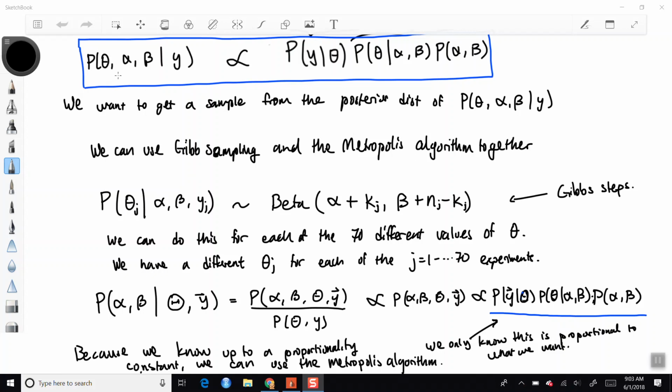So we said the joint distribution between theta, alpha, and beta is proportional to the likelihood of our data, y given theta, and theta given alpha and beta, and the prior distribution of alpha and beta. And we said we're going to just put an uninformative prior on alpha and beta. In this case, uninformative would just be a flat prior, and I think that's okay.